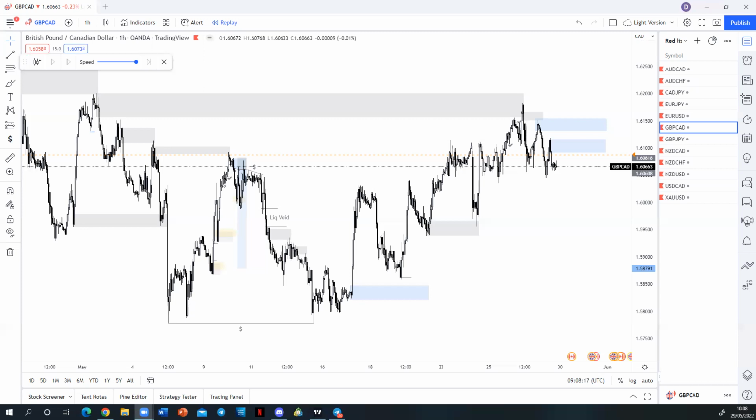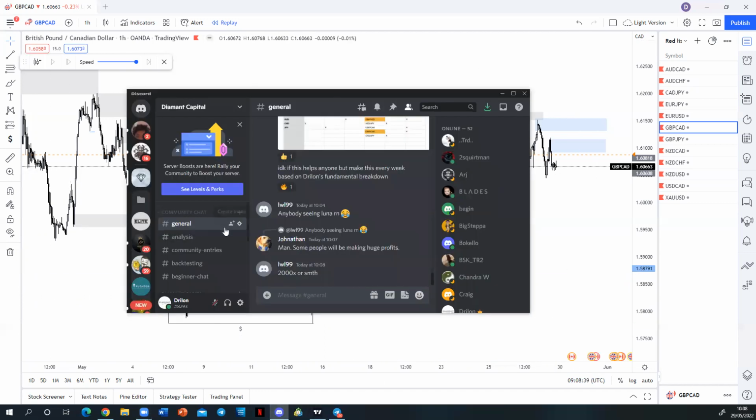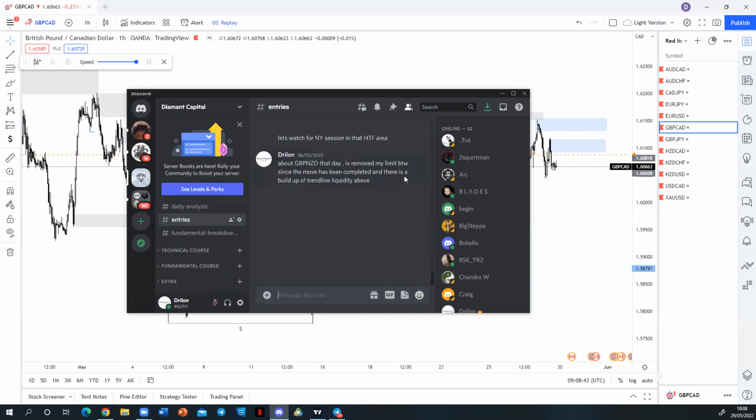Just using this chart, for example, GBP CAD, it's a perfect example of what's been going on in the past 2 weeks. Obviously, I've been in positions in and out of this. You can see all the annotations we've been going through. I've been going through this quite thoroughly with my group in the past 2 weeks, getting into positions. Anytime I send any positions, it's always in my entry channel.